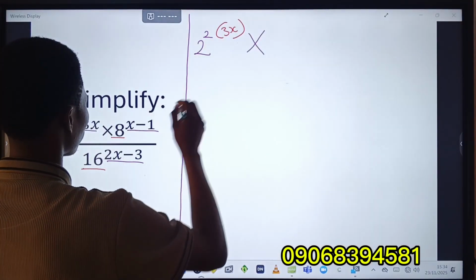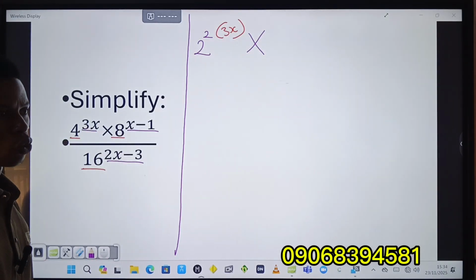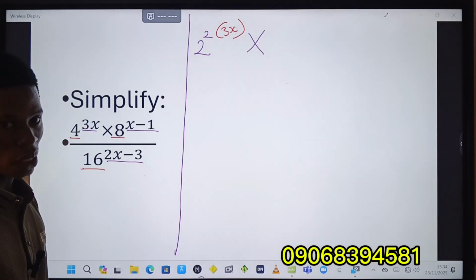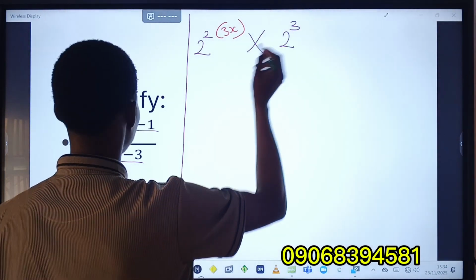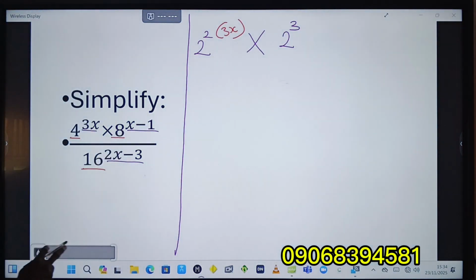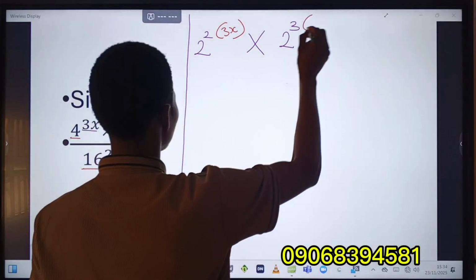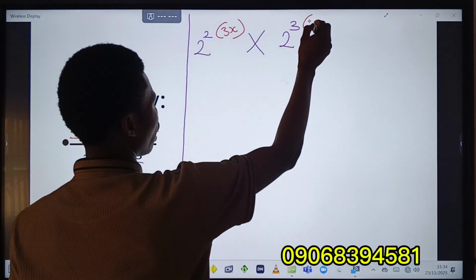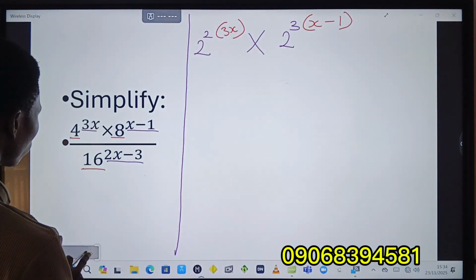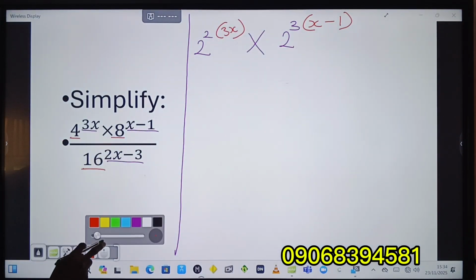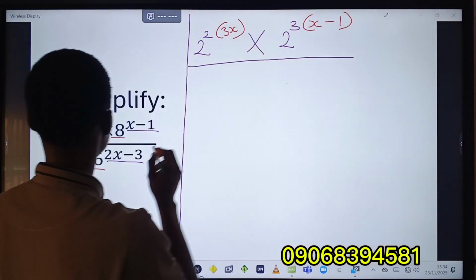Now times this 8 here, 2 raised to power what will give us 8? 2 times 2, 4, 4 times 2, 8, right? So you agree with me that 2 raised to power 3 will give us 8. But that 8 already had an index. So we will put raised to power x minus 1, right? Now, we are done with the numerator. The denominator now, we move.